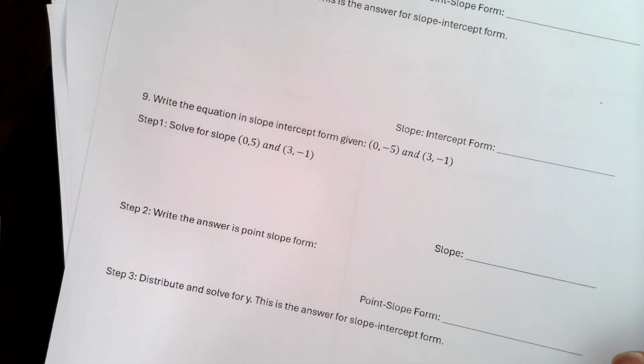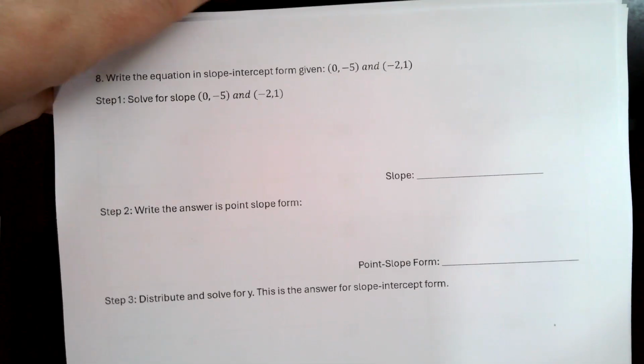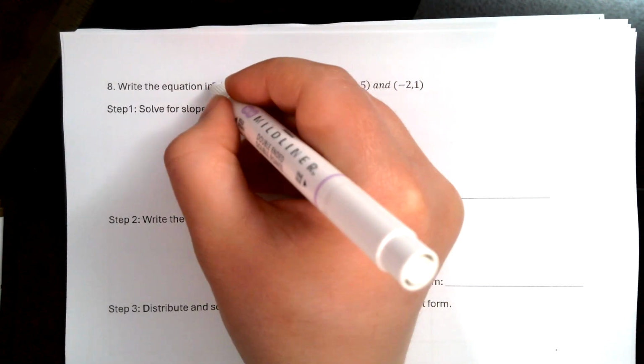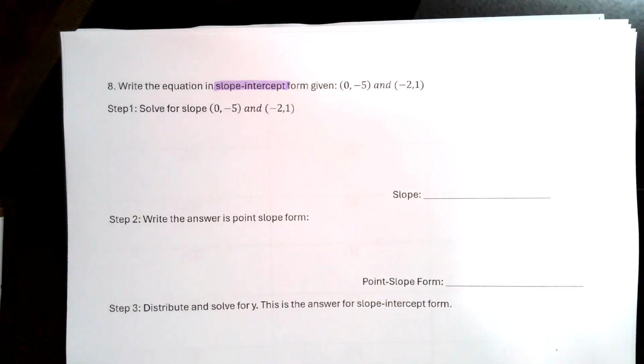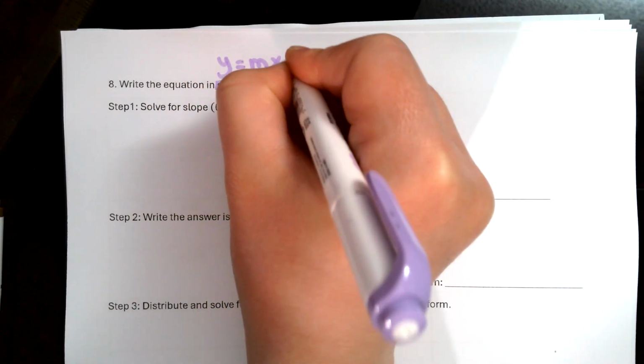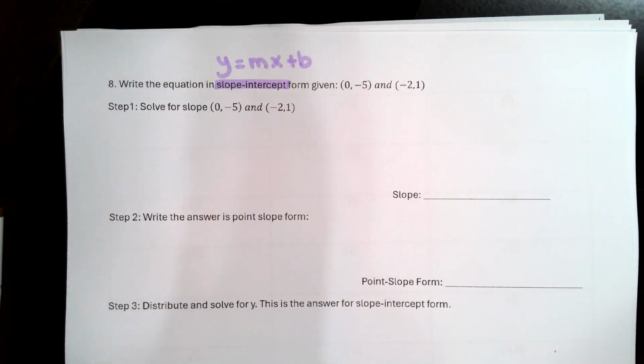Okay, moving on. Now this one is asking us for a different format, so you have to be careful of what the question is asking. This one is asking for slope-intercept form. Slope-intercept form is y equals mx plus b. So it's a completely different format. However, the first two steps are exactly the same. You're going to solve for slope, then you're going to write point slope form. And then the very last step is going to be to distribute and solve for y.